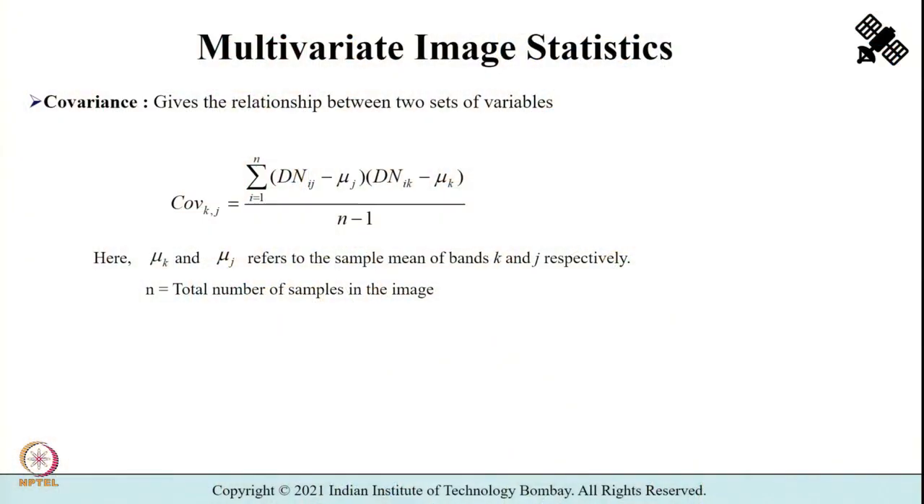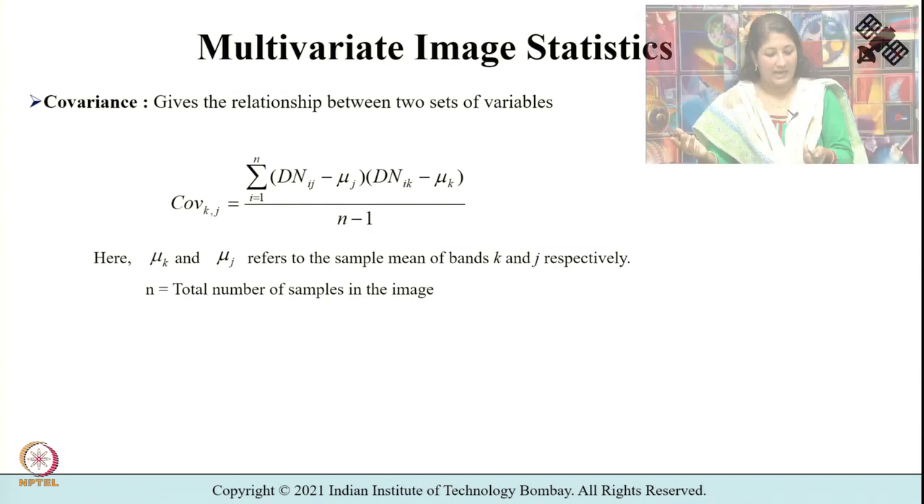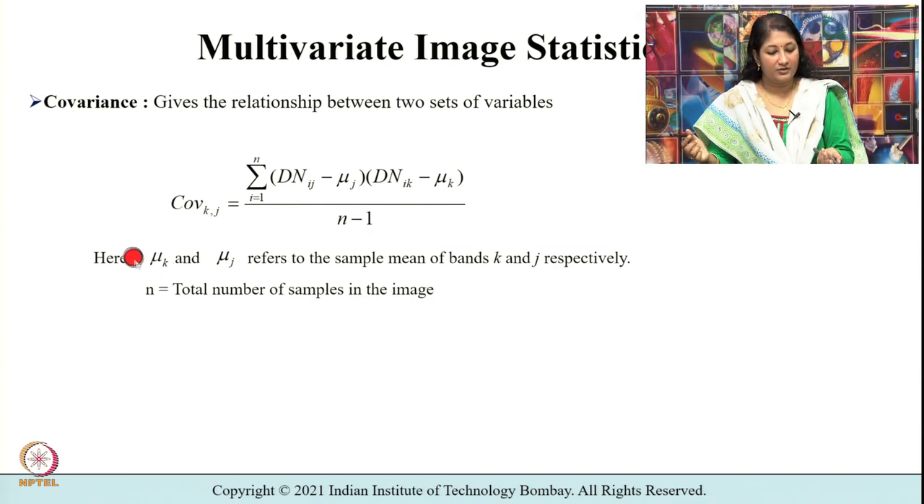So, first let me show you the expression for covariance, and then we will discuss. Here k and j refer to the bands, as I specified, band 1, band 2, and mu of k and mu of j refer to the sample means captured in band k and band j respectively, and small n is nothing but the total number of samples in an image.